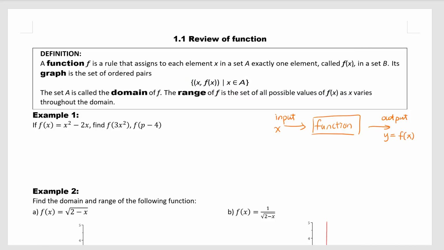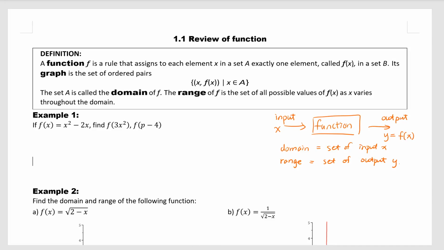Okay? The set A is called the domain of f. So set A is the set of the inputs. The range of f is the set of all the possible values of f of x, as x varies throughout the domain. So the domain is the set of input x, and the range is the set of output y.